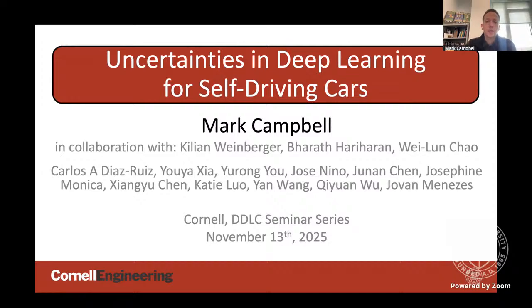So I'm going to talk a little bit about some work that my group has been doing over the past few years, focusing on uncertainties in deep learning. I've listed some people that we've been collaborating with, a couple of CS professors here, Kilian Weinberger and Bharath Hariharan, and Harry Chao, who was a postdoc with us but is now at Ohio State. And then a whole host of students that have really done a lot of this work.